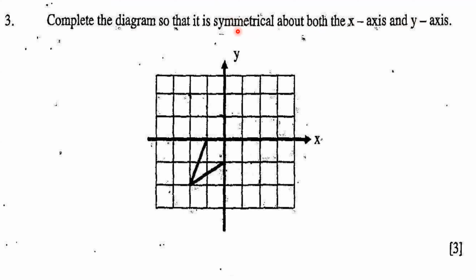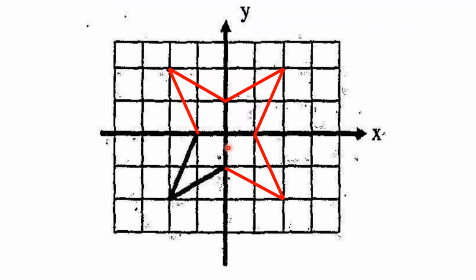So again, we're dealing with symmetry, all right? We're trying to complete the diagram so that it's symmetrical about the x and y axis. I'm going to show you the completed image of this, and then I'm going to explain how we got each particular thing. So this is it in its completed form.